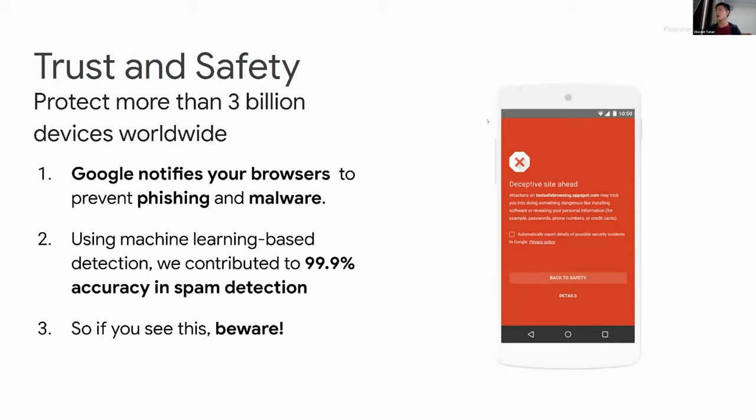If you don't know what I'm really talking about, maybe you'll be more familiar with these red interstitial warnings. What they basically say is, you shall not pass. And if you still pass because you want to download your torrents or whatever, then you're on your own. But it's my responsibility to make sure that no one is trying to scam you, no one is trying to phish you.